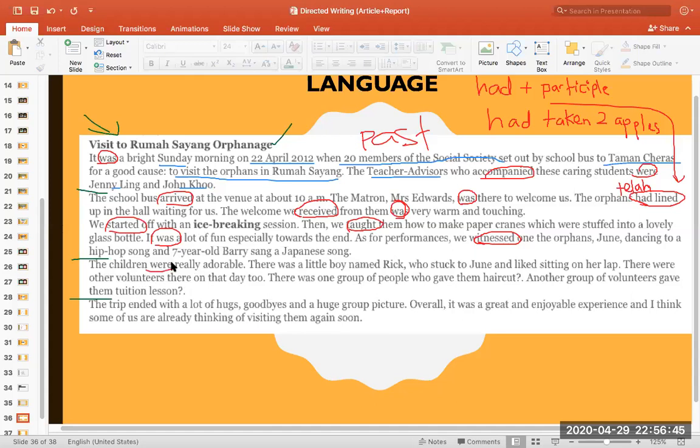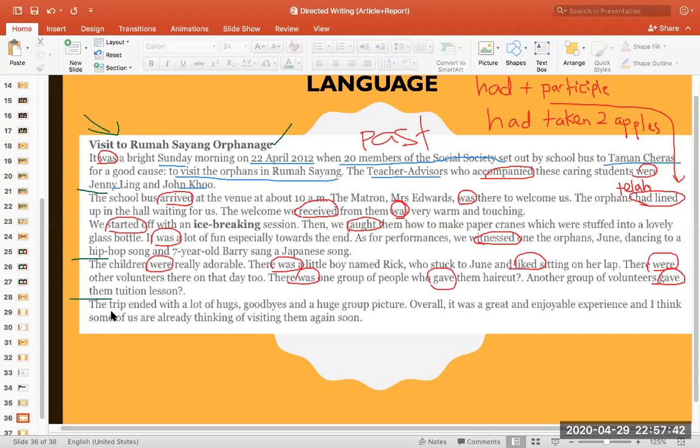The children were really adorable. There was a little boy, Rick, who stuck to June and liked sitting on her lap. There were other volunteers there on that day too. There was one group of people who gave them haircut. Another group of volunteers, sukarelawan, gave them tuition lesson. So it's dia macam satu senarai. Dia buat apa, dia buat apa, dia buat apa. In this sample, dia tiada guna passive. I will show you later with other sample.